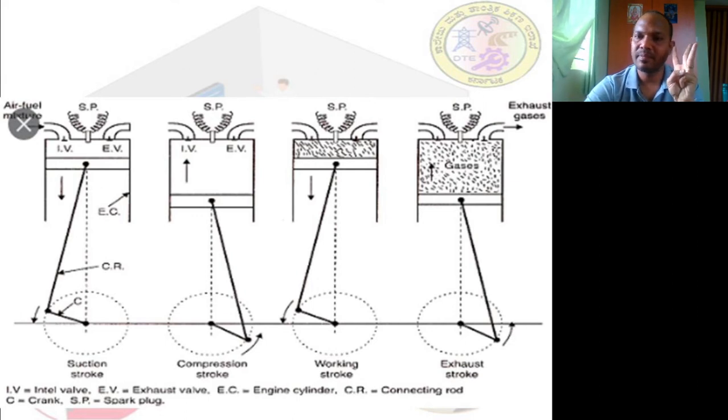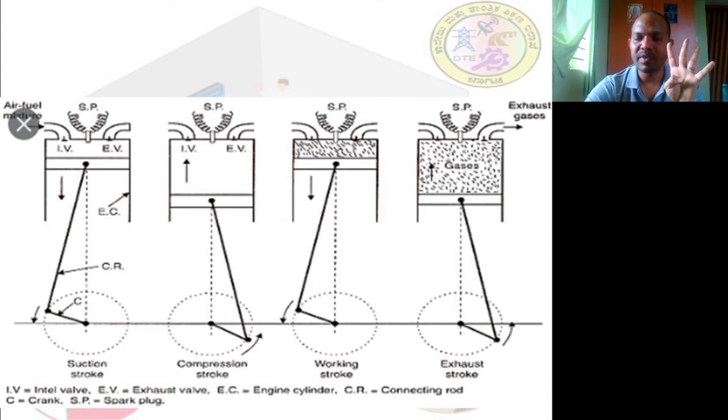Third point, the fresh air and fuel mixture, that is the fresh charge, will enter into the engine cylinder due to the partial vacuum. Fourth point, the connecting rod or the crankshaft makes a half revolution. As you can see here, it makes a half revolution. My dear friends, it is very easy to remember because the arrow marks are showing downwards, the movement of the piston downwards.